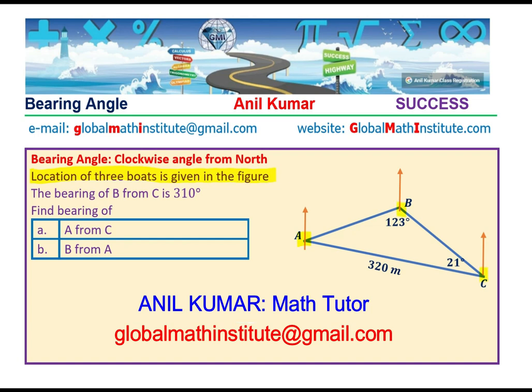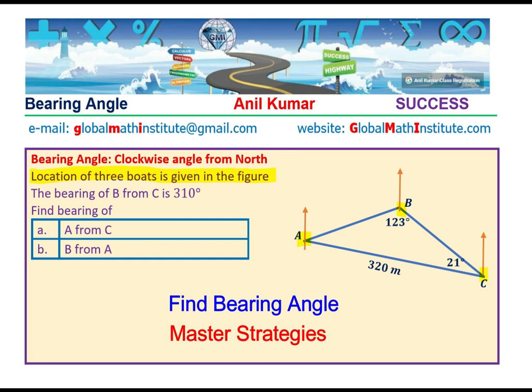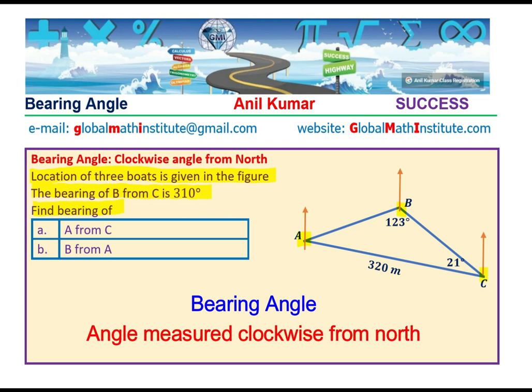The angle ABC is 123, the angle BCA is 21, and the distance between AC is 320. The diagram is not to scale. Now, one more critical piece of information is given, and that is the bearing of B from C is 310 degrees. Find the bearing of A from C and B from A. This is a very important question for students taking higher level mathematics.